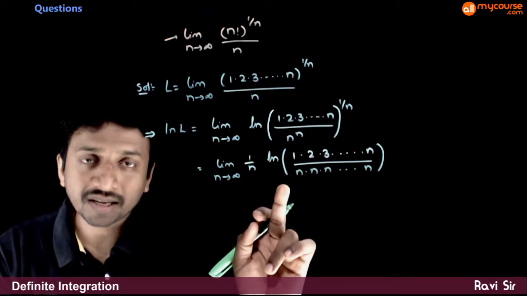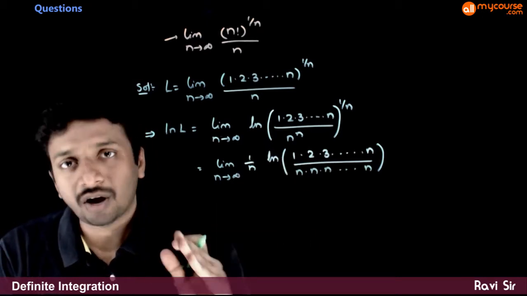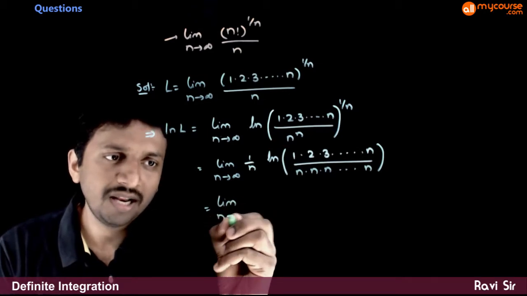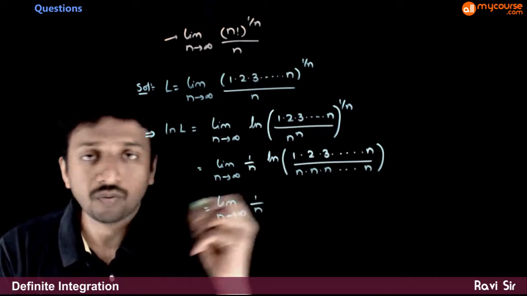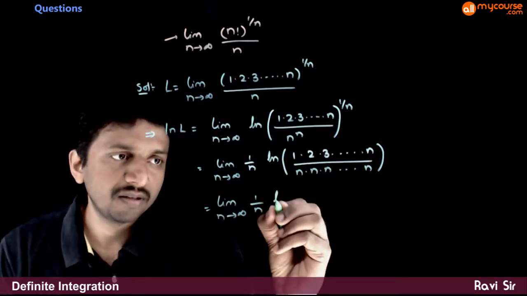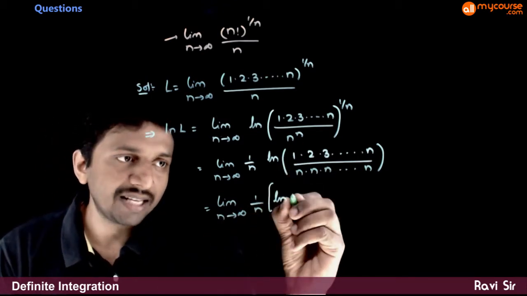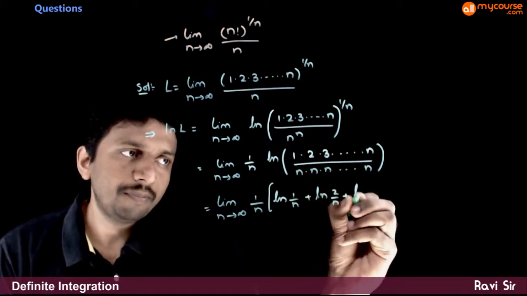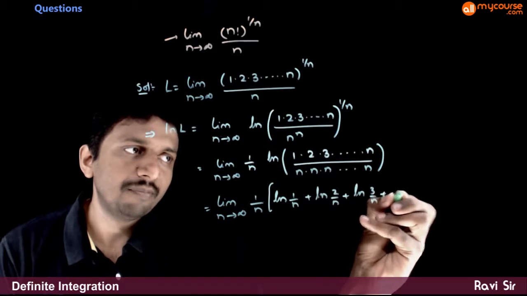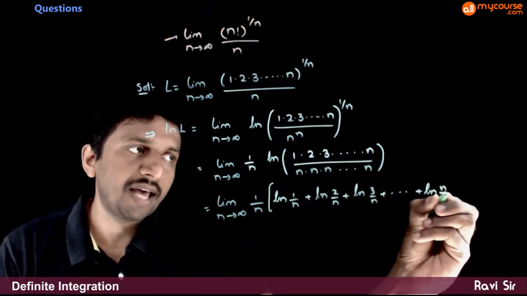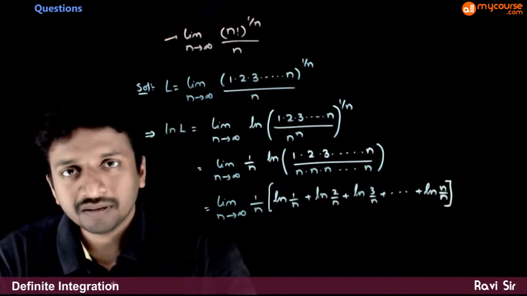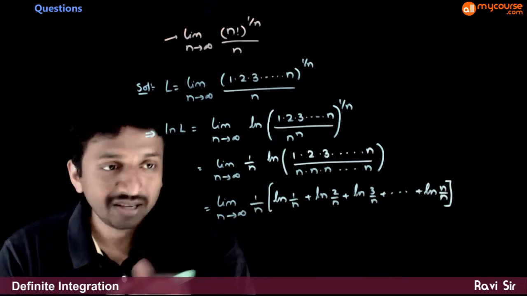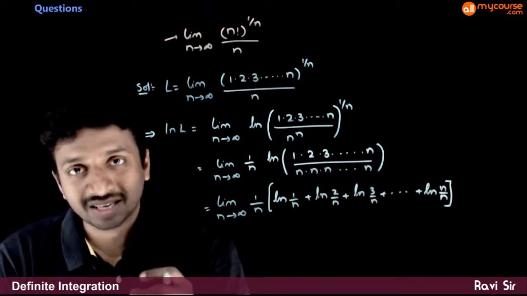Now we know that log of a into b is log of a plus log of b. Using that property, I can write limit n tends to infinity 1 by n times log of 1 by n plus log of 2 by n plus log of 3 by n plus so on up to log of n by n. Now this looks like a summation, so I'll try to convert this into a sigma notation.